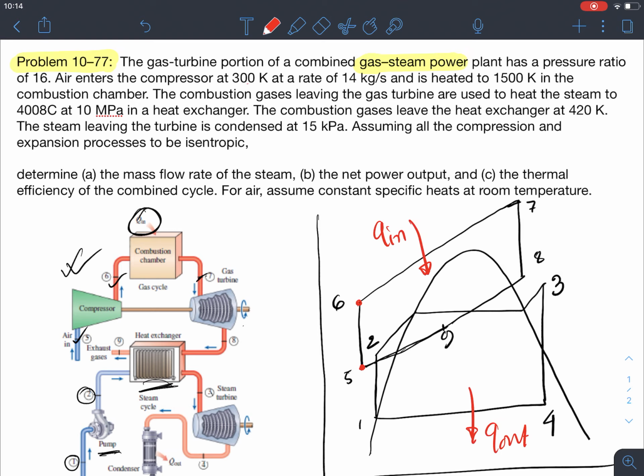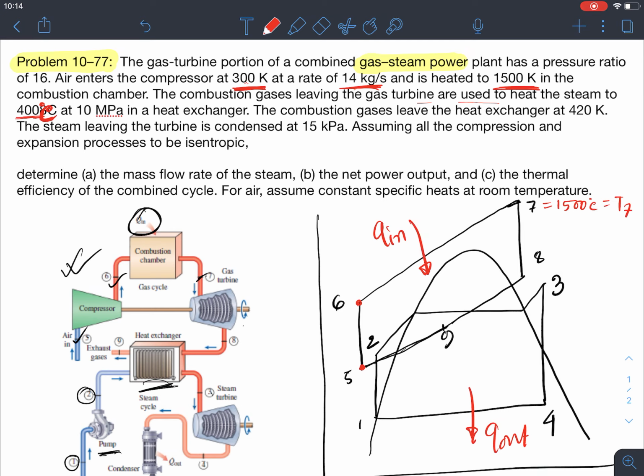Air enters the compressor at 300 Kelvin at a rate of 14 kg per second. So we have T5, which is 300 Kelvin, and the mass flow, and then it's heated to 1500 degrees C in the combustion chamber. So T7 would be 1500 degrees C, and this is the maximum temperature of this cycle. The combustion gas leaving the gas turbine is used to heat the steam, which is 400 degrees Celsius, at 10 megapascal in the heat exchanger.